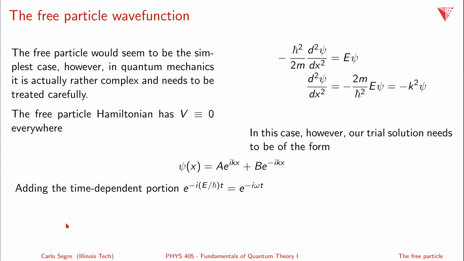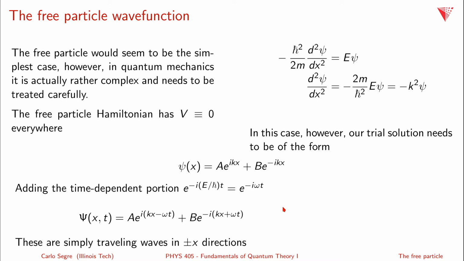If we add back the time-dependent portion, e to the minus i E over h bar t, and we'll call E over h bar omega, so we have e to the minus i omega t. The full function then becomes psi of x and t is equal to A e to the i(kx minus omega t) plus B e to the minus i(kx plus omega t). Well, if you recall your wave mechanics from very general physics, you realize that these are simply traveling waves. They go in the positive x direction, this one, and the negative x direction, this one.